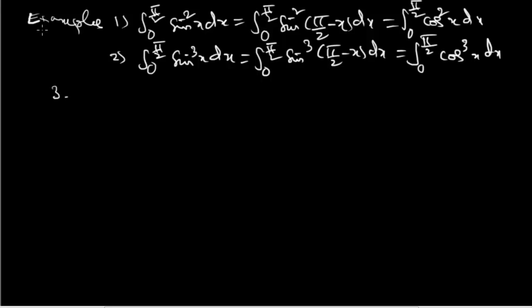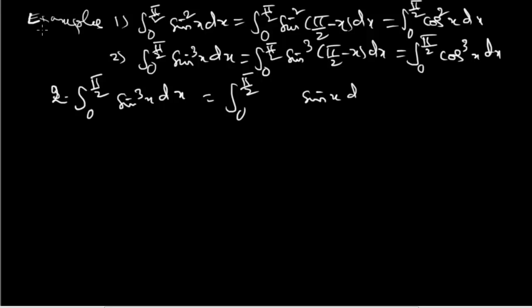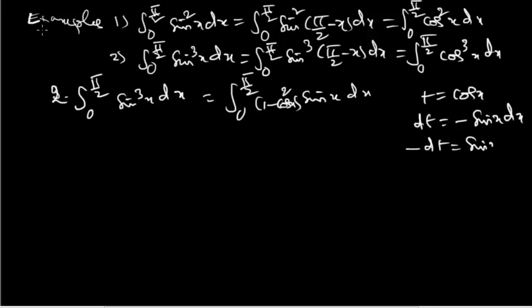Now we take standard problems. Number 3. Integral, the same second problem we try to calculate. Integral 0 to pi by 2 sin cubed x dx. Now this is written as integral 0 to pi by 2, one sin x you write here and another sin squared x is written as 1 minus cos squared x. Now put substitution. t is equal to cos x, dt is equal to minus sin x dx, or minus dt is equal to sin x dx.